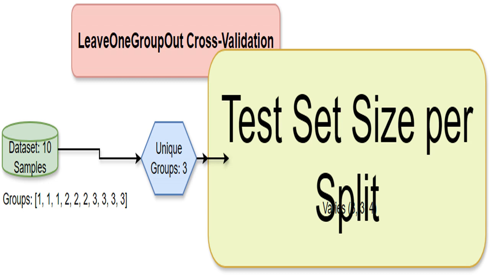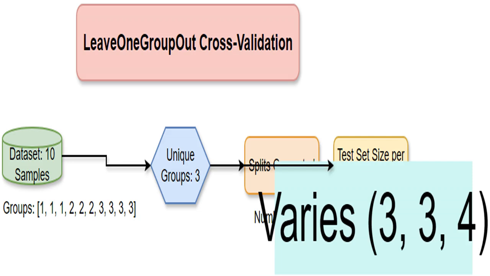This variation might seem tricky. The test set sizes aren't the same in each split, because each group has a different number of samples. In split 1, the size is 3. In split 2, it's 3, and in split 3, it's 4.